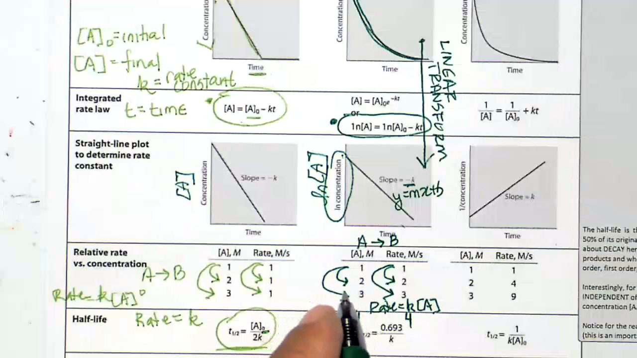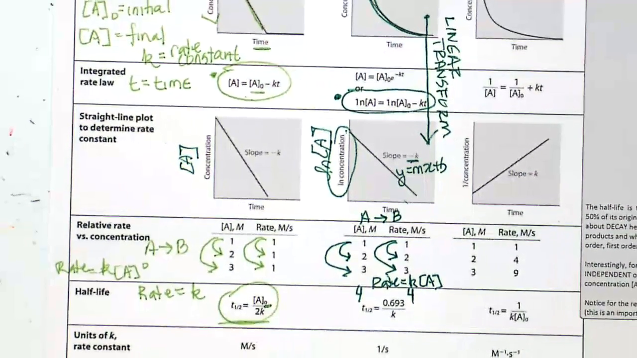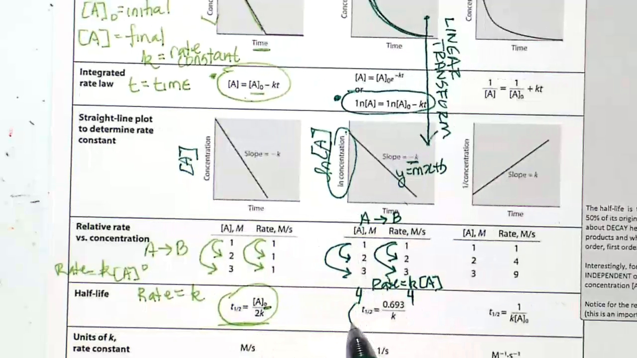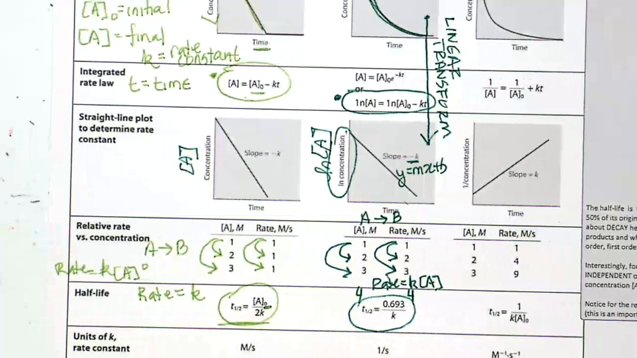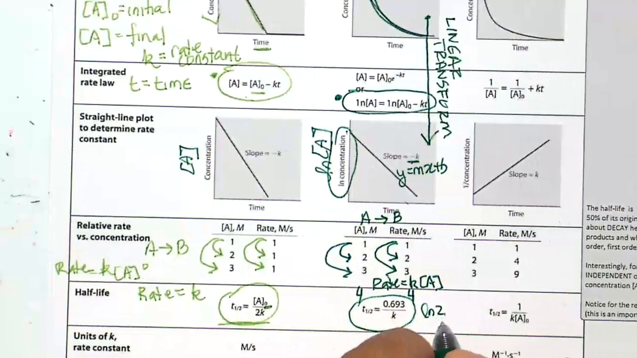Quadruple. So if A decays with first order kinetics, you double it, it goes twice as fast. Triple the reactant, it goes 3 times as fast. Quadruple the reactant, it goes 4 times as fast. And this is the equation for the half-life, natural log of 2 over K.